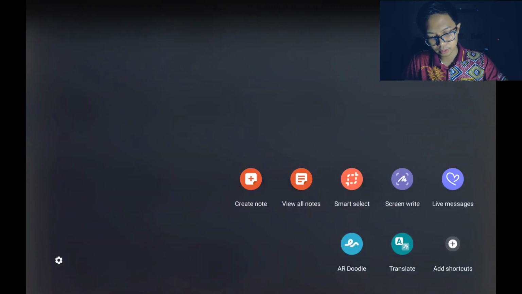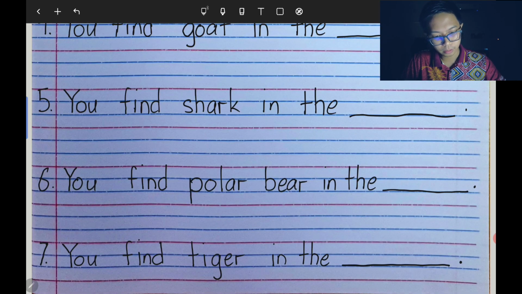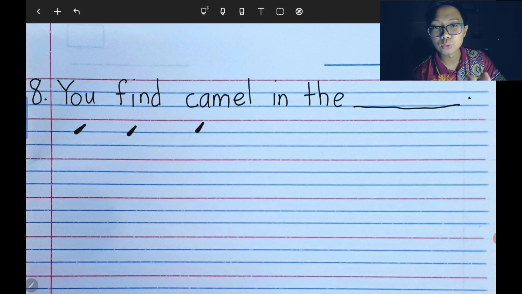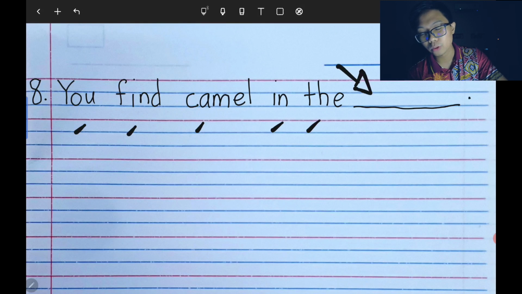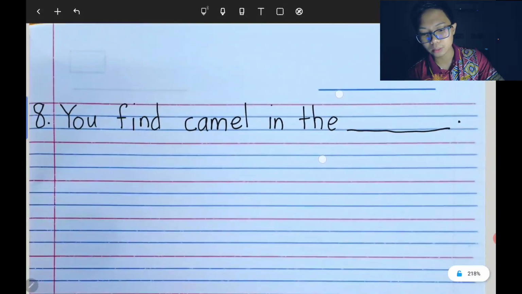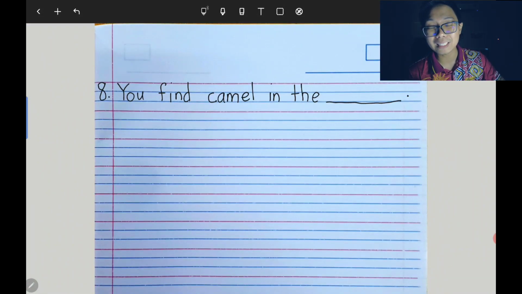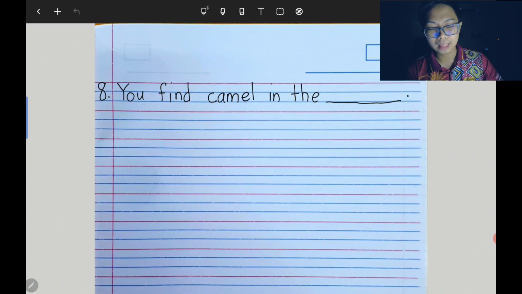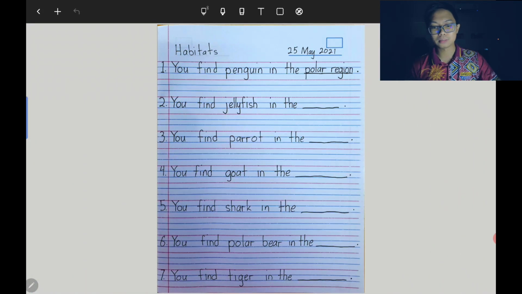Okay. But lastly, on the next page, this one, number 8, you find camel, okay, unta, in the jungle. Whatever your answers are, you have to write down, fill in the blanks, okay, isi tempat kosong. So remember, there are 8 sentences, ada 8 ayat tu, 1 2 3 4 5 6 7 8. Okay, there are 8 sentences that you need to complete.